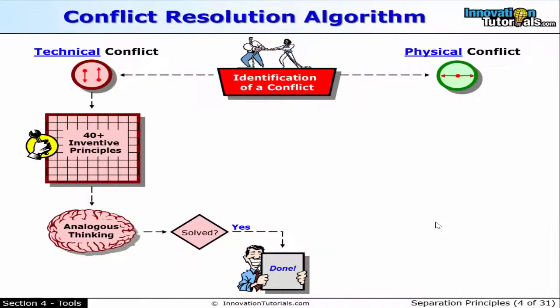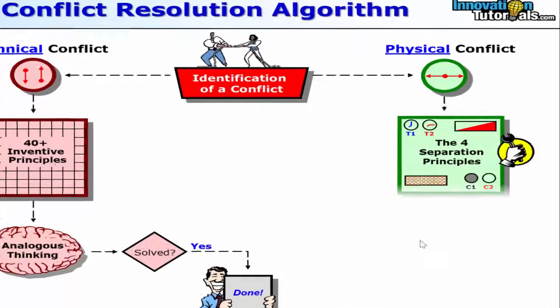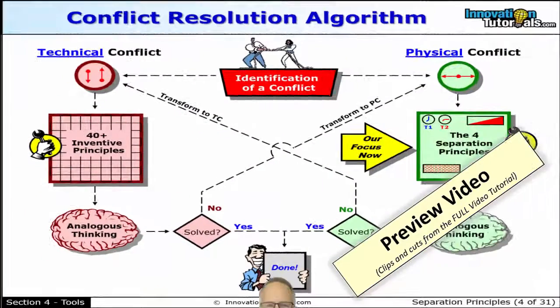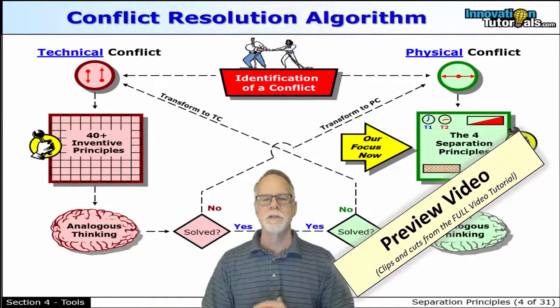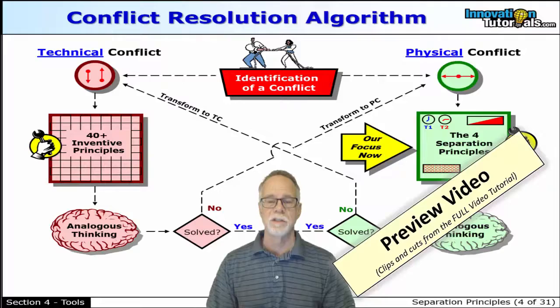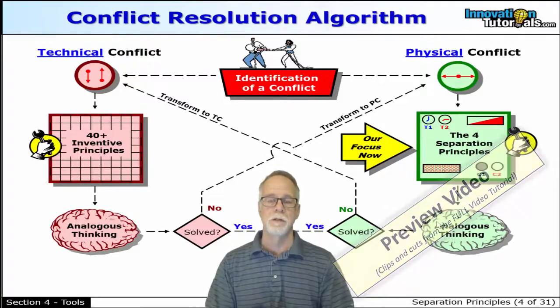If it's a physical contradiction, what you're going to learn in this tutorial is there's a different set of tools. They're called the separation principles, and there's four of them. So we learned that technical contradictions and physical contradictions are related. And most technical contradictions actually have a physical contradiction that's almost causing the technical contradiction to happen.